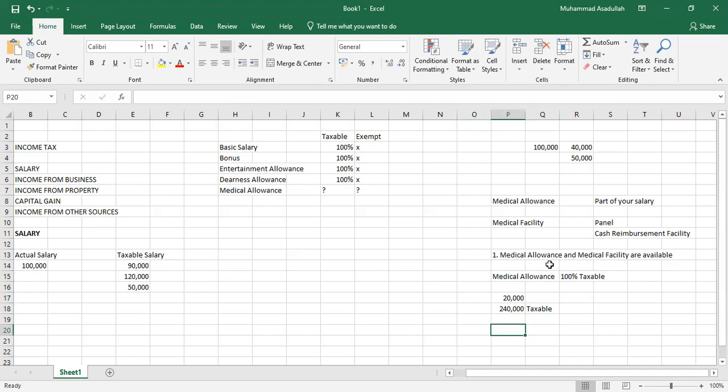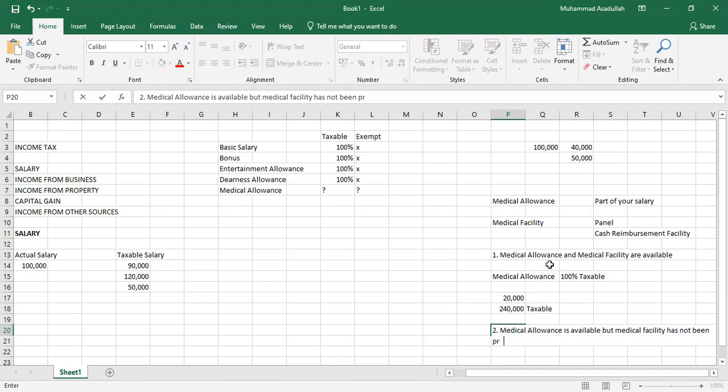Now, second, medical allowance is available, but medical facility has not been provided.